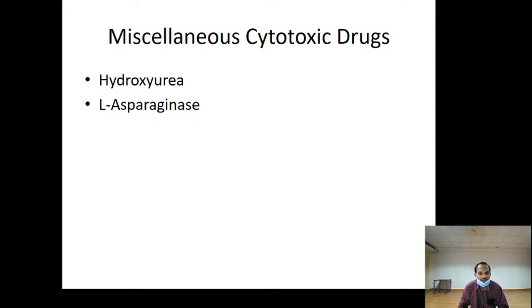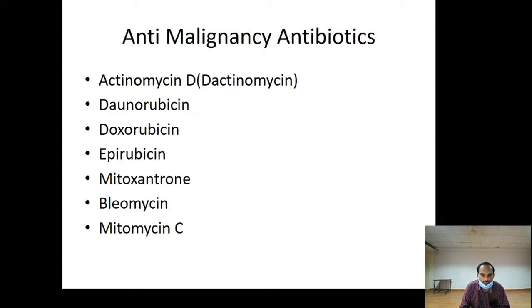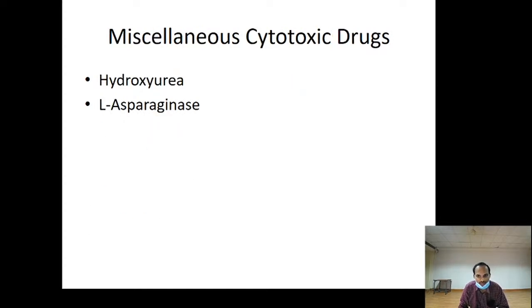So let us start with the miscellaneous category of the cytotoxic drugs. In the morning, if you recollect, there were the anti-malignancy antibiotics which were also cytotoxic that I mentioned. Now what you have is the miscellaneous category. This category doesn't have any specific big list of drugs which have a common mechanism of action. There are two drugs and each of them has a different mechanism of action, therefore we put them in the miscellaneous category. Now look at the first one, hydroxyurea.